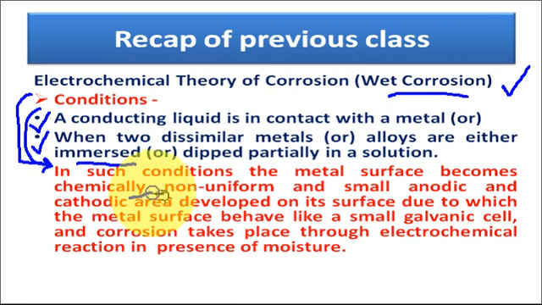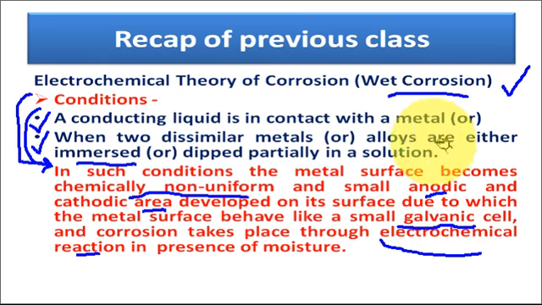surface becomes chemically non-uniform, due to which anodic and cathodic areas are developed at the metal surface, and in presence of any electrolyte solution, the metal surface behaves like a small galvanic cell. Therefore, in presence of moisture, the metal surface undergoes corrosion by electrochemical reaction. That is why it is called electrochemical corrosion. In detail, the mechanism of electrochemical corrosion or wet corrosion we discussed in our previous class.